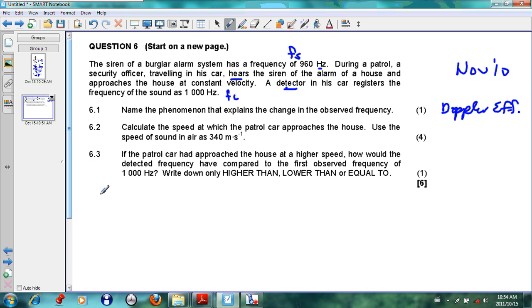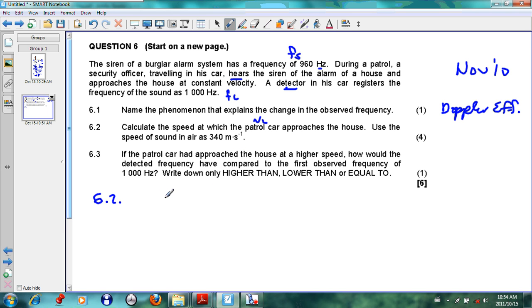Now, if you look at 6.2, this is where the question is: calculate the speed at which the patrol car approaches. So the patrol car is the velocity of the source. Sorry, not the source, the velocity of the listener, because the patrol car listens. As we said here, the security officer listens to the sound that's coming from the home. So the burglar alarm is the source, and the security officer in this car is the listener. Use the speed of sound as 340 m/s.